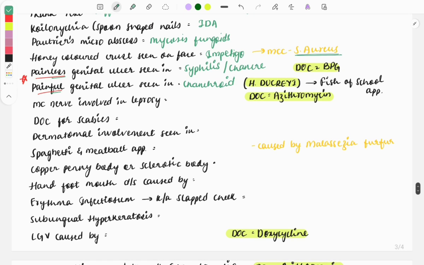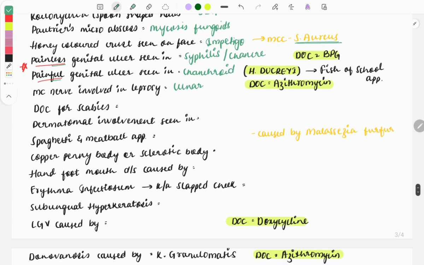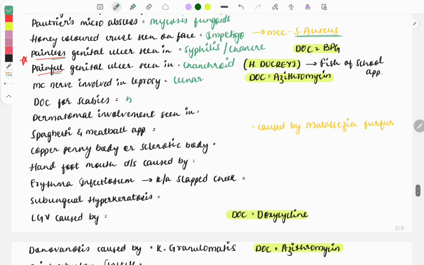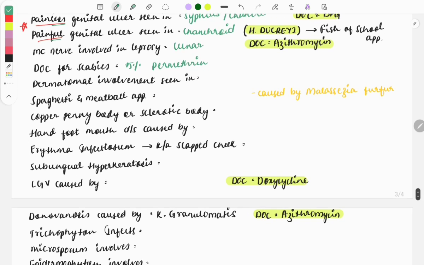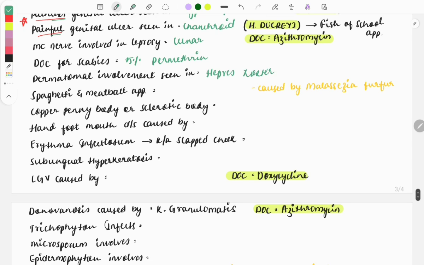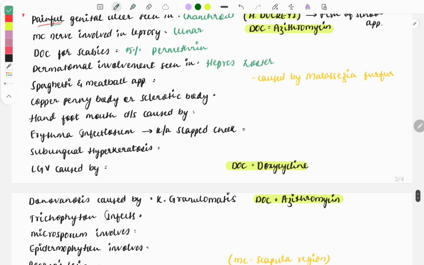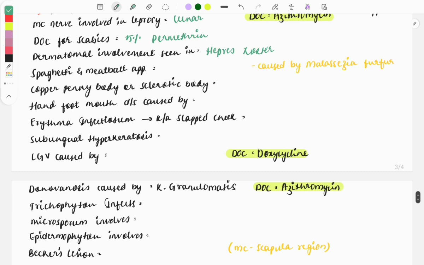Then moving on, the most common nerve involved in leprosy is the ulnar nerve. Then the drug of choice for scabies is 5% permethrin. Dermatological involvement is seen in infection with herpes zoster. It has been asked as a clinical case of herpes zoster, and one-liners were also asked, and image based questions on dermatological involvement as well. Whenever you find dermatological involvement in the question, please mark the answer as herpes zoster.